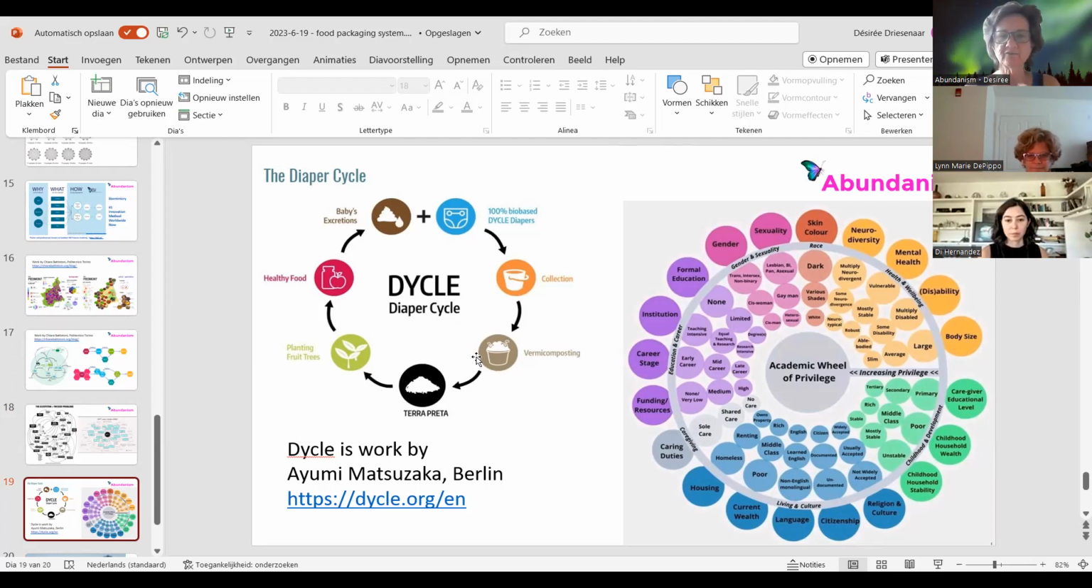So then she does the vermicomposting, the terra preta. She plants fruit trees on it in the parks in Berlin. And then, of course, you have healthy food again for the babies. And she's planning to have communities of 100 parents there. And you can imagine if you have communities like that on babies, it's not only parents, it will be grandparents, and it will be all kinds of diverse communities.